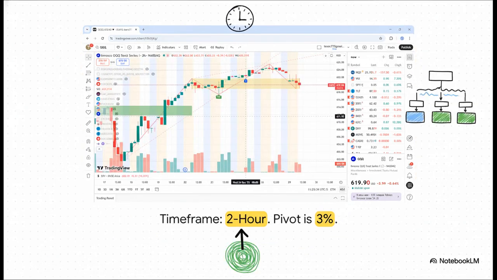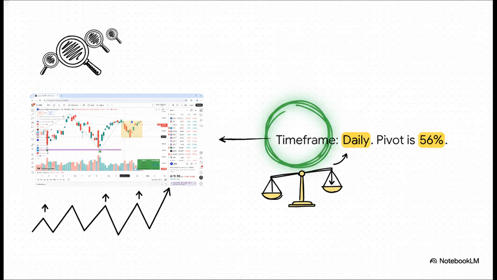Next up, the 2-hour chart. Okay, so the pivot value is back down to 3%. But, and this is important, notice the box is still green. This tells us the uptrend is still the dominant force on this time frame, even if this one particular bar isn't a strong reversal point. See, we're building a picture here. And finally, our widest view, the daily chart. And look at that. The pivot value is back at a powerful 56%, and the box is green. This completes our data extraction, and it gives us a very strong signal for the long-term trend.